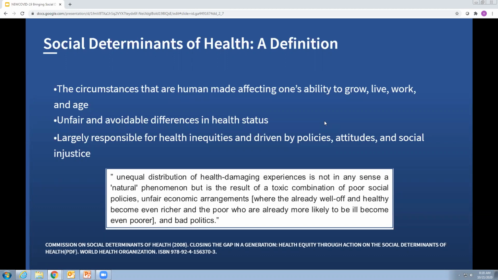is not in any sense a natural phenomenon. But it is a result of a toxic combination of poor social policies, unfair economic arrangements, where the already well-off and healthy become even richer, and the poor, who are already more likely to be ill, become even poorer, and bad policy and bad politics. So I think that definition by the World Health Organization underscores the fact that these things are changeable. These are factors and policies that we have to work towards changing.